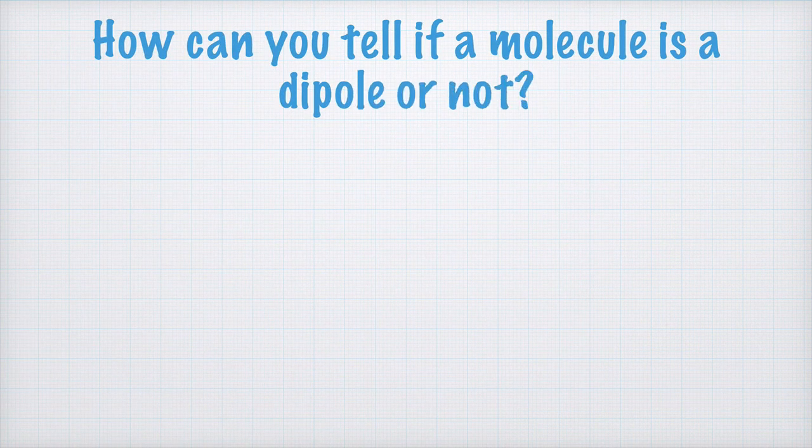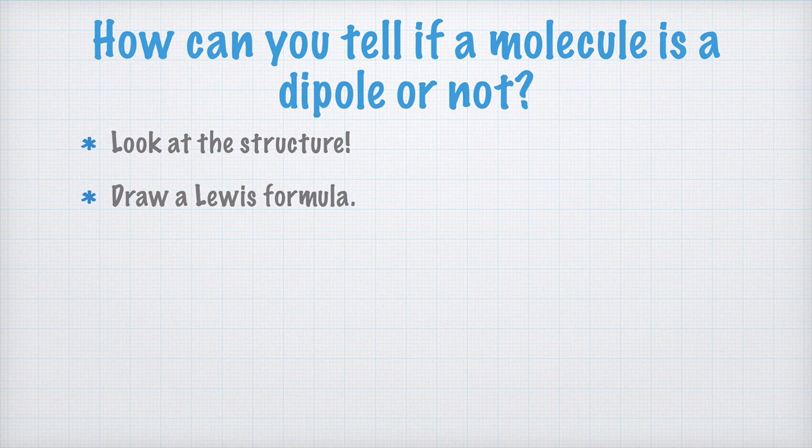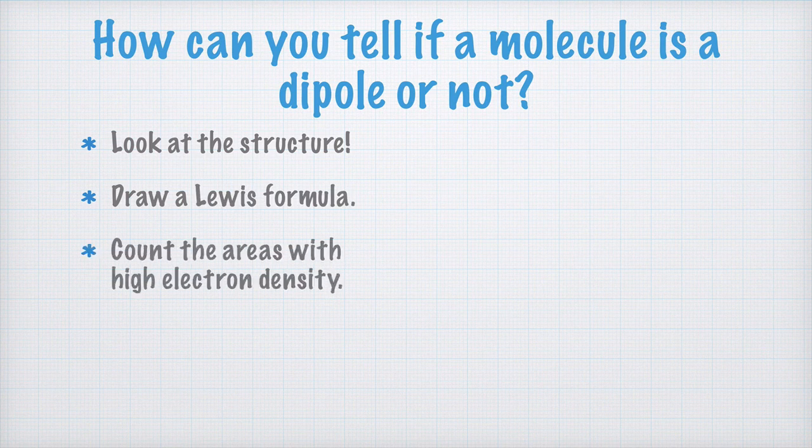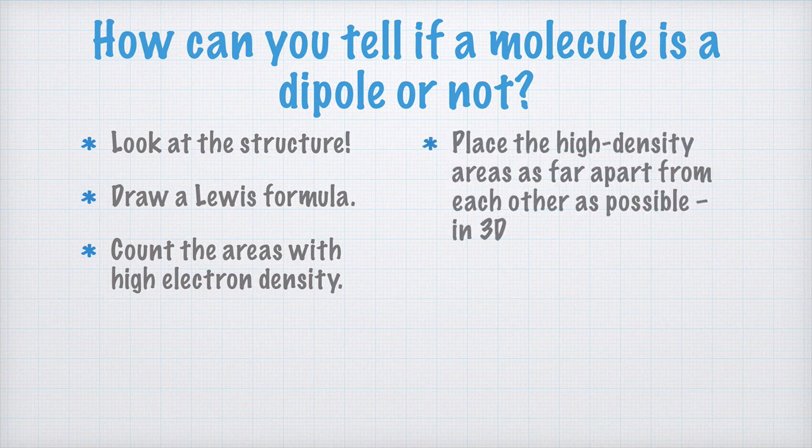So how can you tell if a molecule is a dipole or not? Actually, there's a method to it called the VSEPR method, which I talk about in my next video. But you can summarize it like this. You have to look at the three-dimensional structure of the molecule. To do this, you first draw a Lewis formula and then count the areas with high electron density. When you know how many there are, you place them as far away as possible from each other in 3 dimensions.